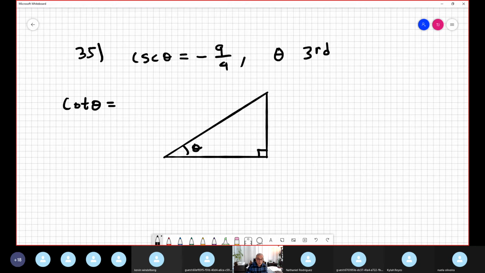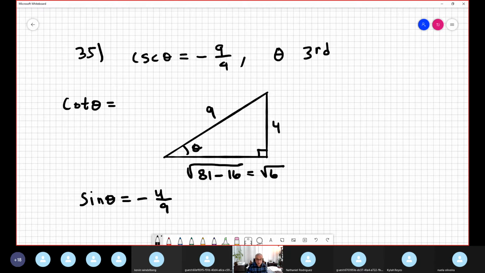And this is cosecant, but I am not familiar with the cosecant. I know that sine theta is equal to negative 4 over 9. So it's obvious that the opposite is 4 and the hypotenuse is 9. And the third side is the square root of 81, which is 9 squared, minus 16, which is 4 squared. And the answer is square root 65.